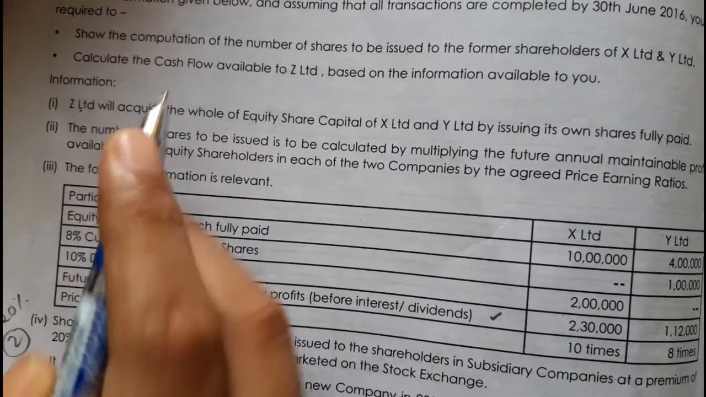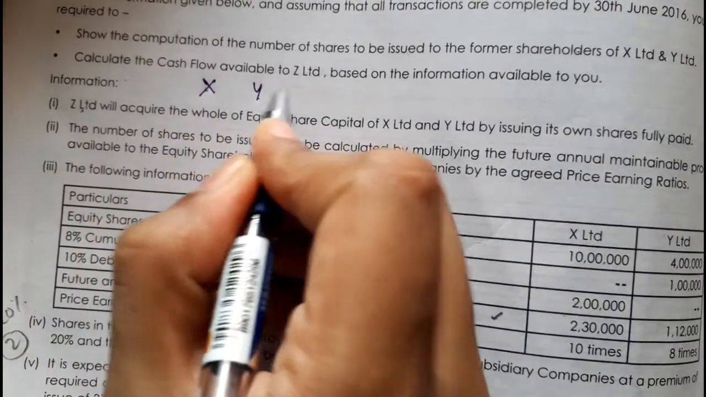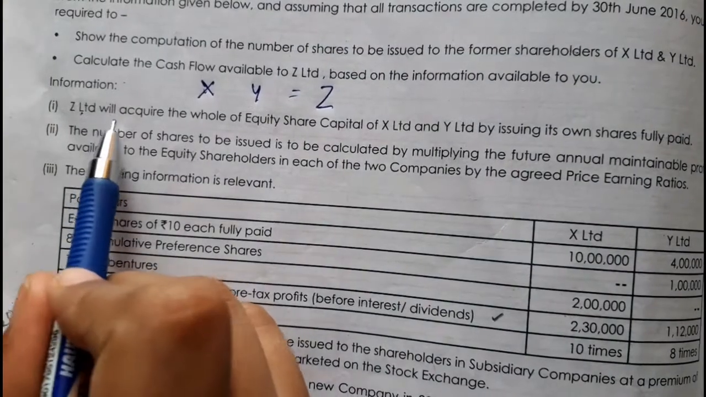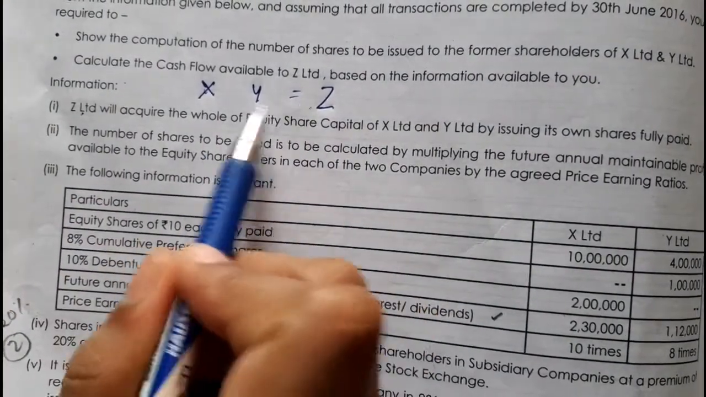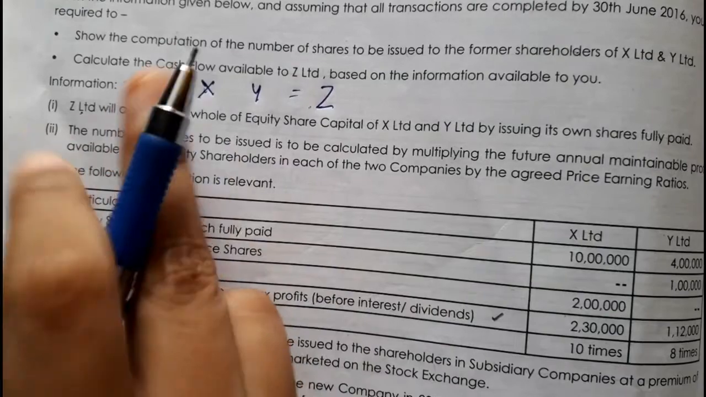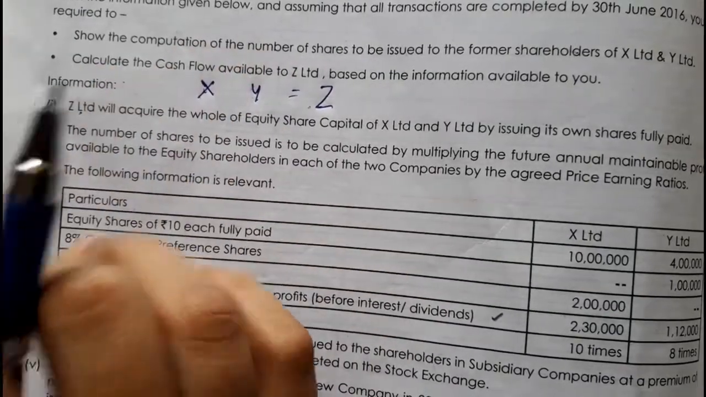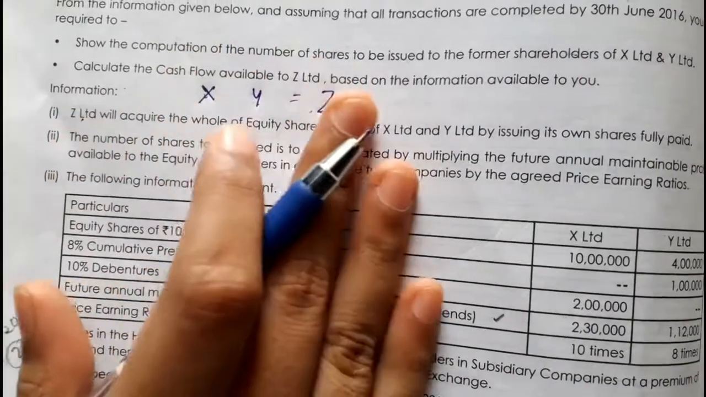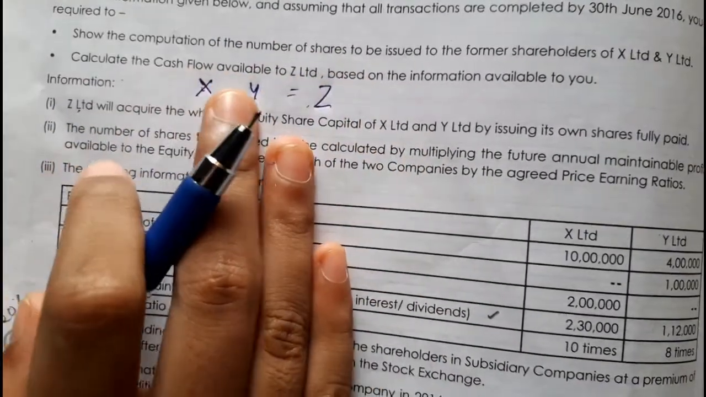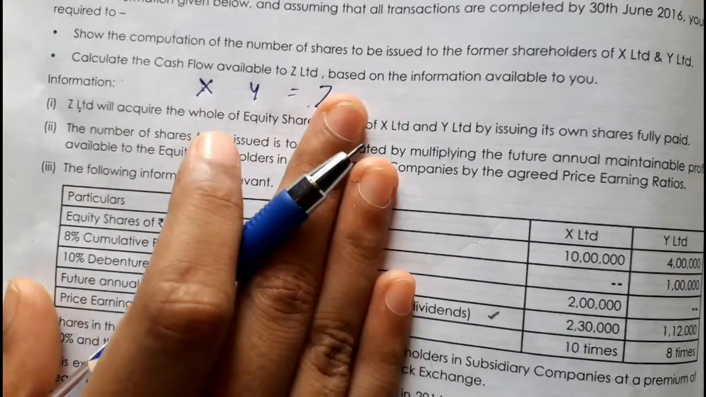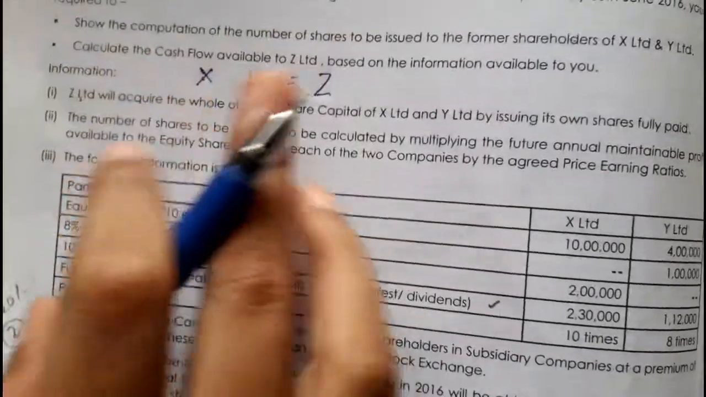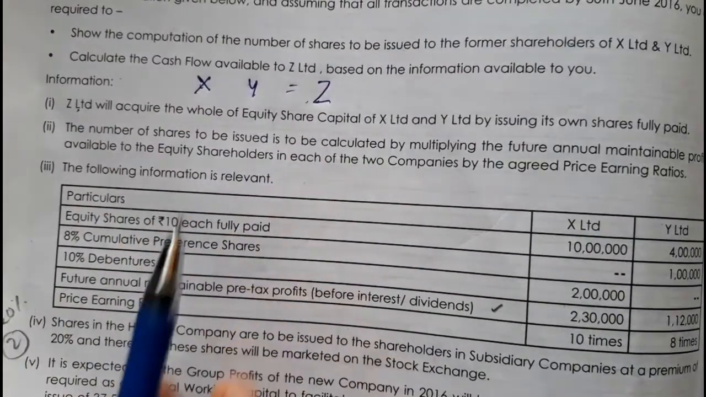So what is going to happen? There are two companies, X and Y, which are going to form into Z. The Z Limited will take all the equity shares of these two companies, and it will issue its own shares. The Z Limited company is going to take both the shares which are there right now, and freshly it is going to issue fully paid up shares. Now the shares to be issued by the Z company, that we have to calculate.